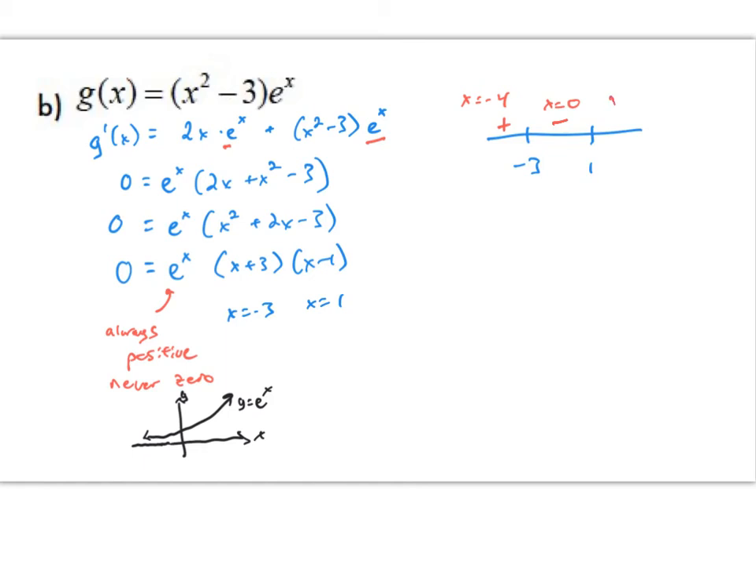Let's pick something bigger than 1. Just pick 2, something really easy to work with. And you're going to get a positive and a positive and another positive. So I am absolutely positive that's what the product sign is.